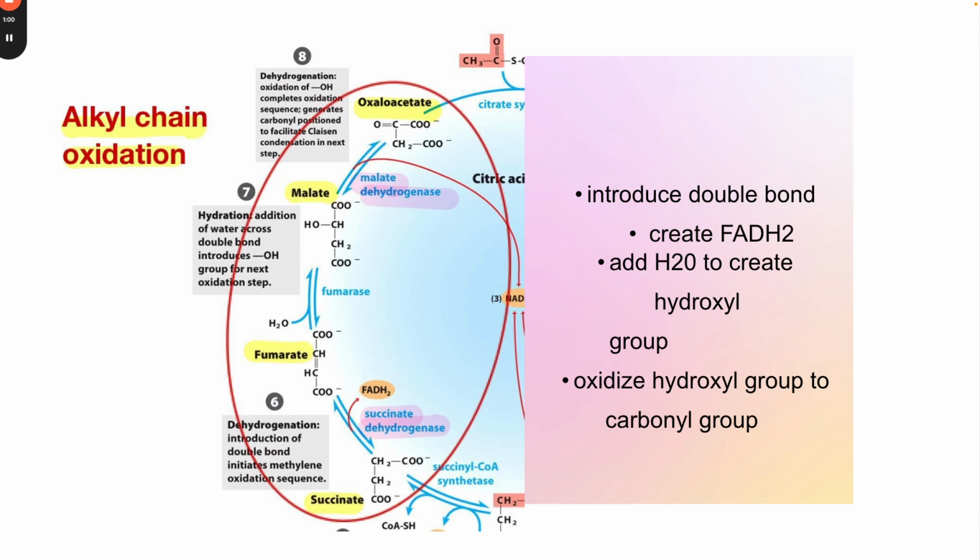All right, and now in the last 3 steps of the TCA cycle, we're essentially just doing an alkyl chain oxidation. So we're just converting our succinate into oxaloacetate, and that's just going to bring us back to the beginning of the cycle. So we're going to have to introduce a double bond first, and that's going to help us create our FADH2 cofactor. We're going to add a water molecule to add a hydroxyl group, and then we're going to oxidize it to form that carbonyl that you see in oxaloacetate over here.